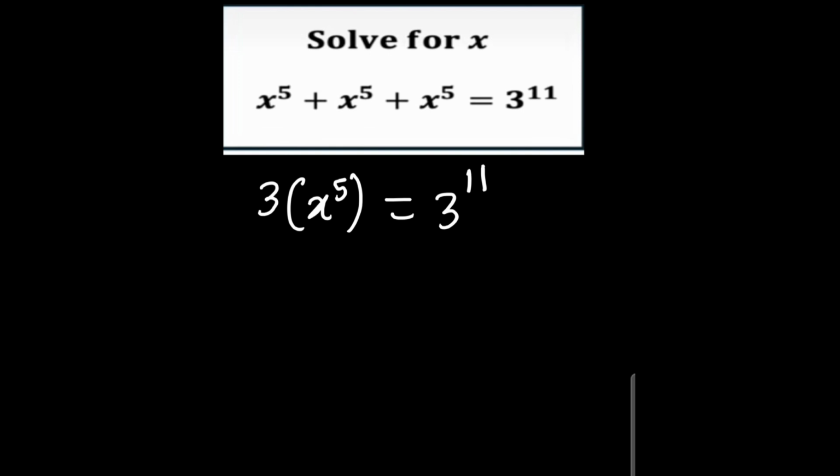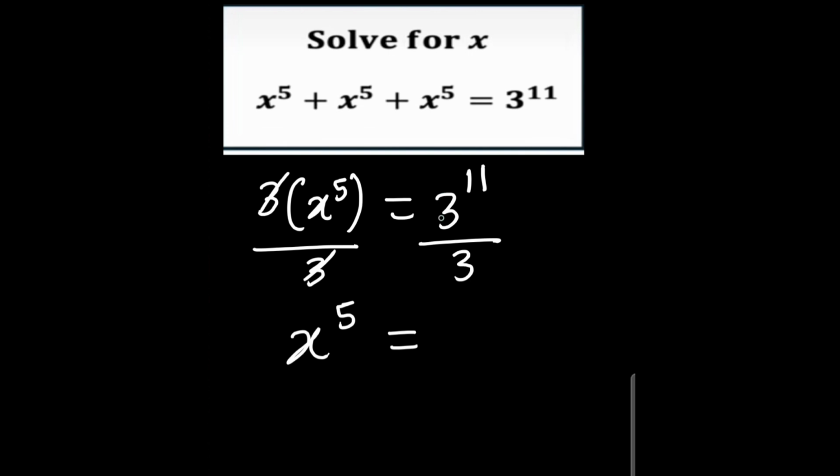Now the next thing we're going to do, remember we're looking for the value of x. We're going to divide both sides by the coefficient of x to power 5, which is 3. So we divide the left hand side by 3 and also the right hand side by 3, so that this 3 is going to eliminate this 3. So on the left hand side we are left with x to power 5, which is going to be equal to 3 to the power of 11 divided by 3.